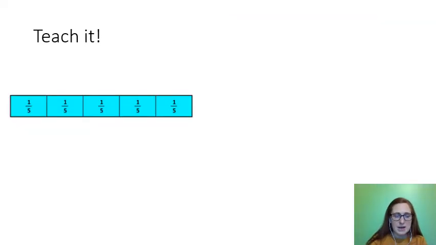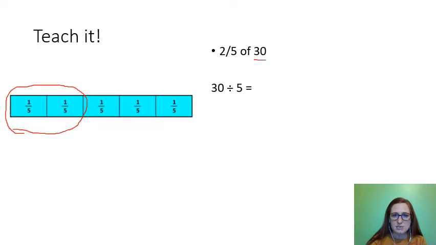Okay, so let's start by finding fifths. In the past, we've just been finding 1/5, but today we're going to find more than a fifth. Today we're going to find 2/5 of 30. So we're going to want to have 2/5 worth. First of all, I'd find out how much 1/5 is worth, and I can do that by taking my 30 and dividing it by 5. 30 divided by 5 is 6. That means that each of these are worth 6.